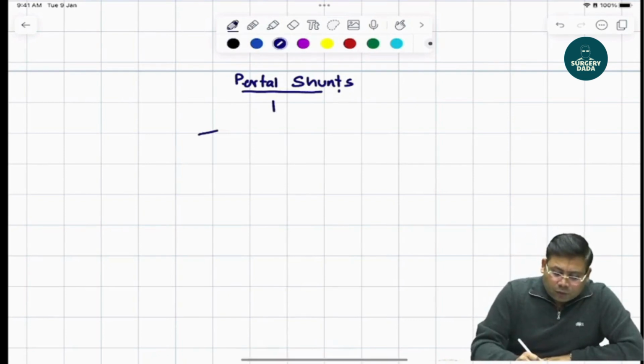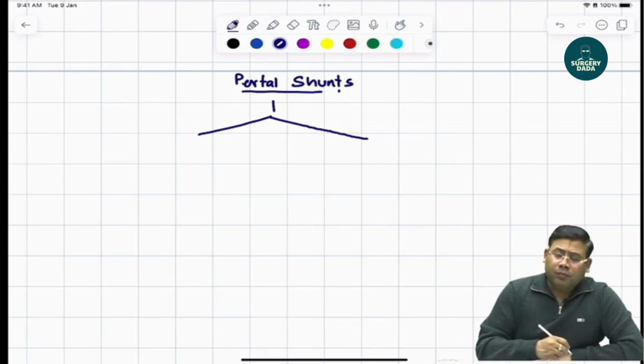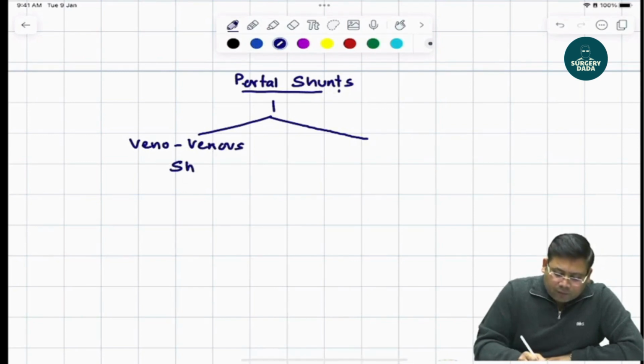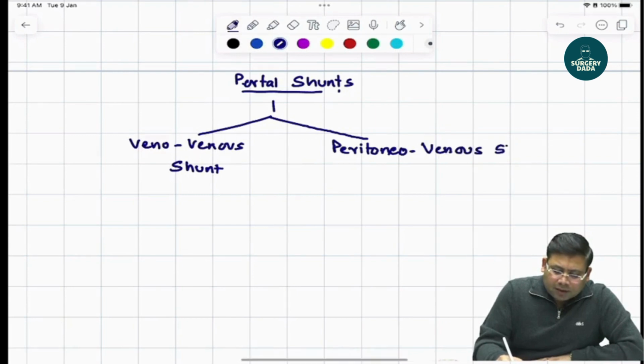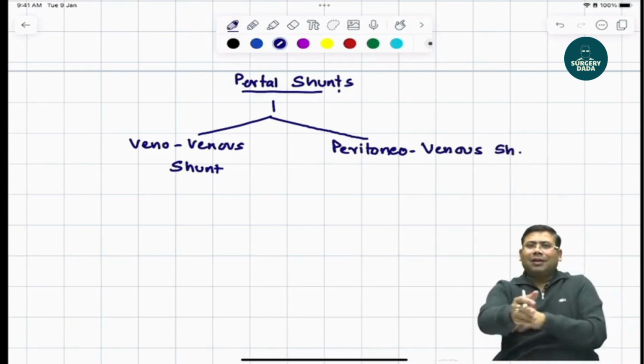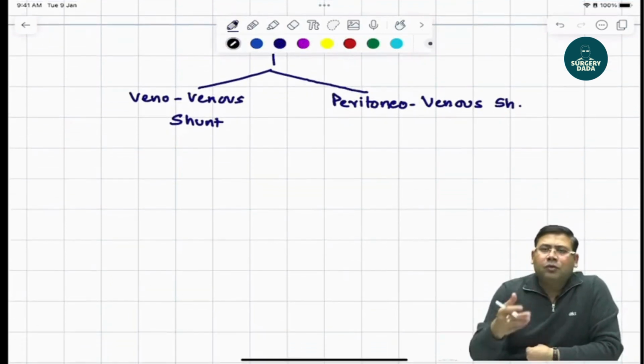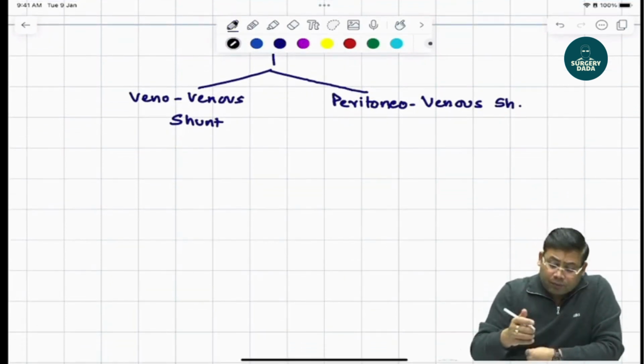Portal shunts are of 2 types. What are the 2 types? We have veno-venous shunt, that means vein to vein. And the another type we have is peritoneovenous shunt. What do we mean by this peritoneovenous shunt? That means that we are going to shunt the ascitic fluid into the internal jugular vein. This is very, very simple.